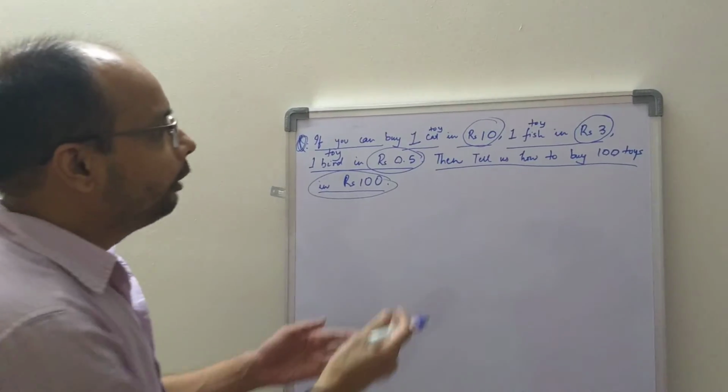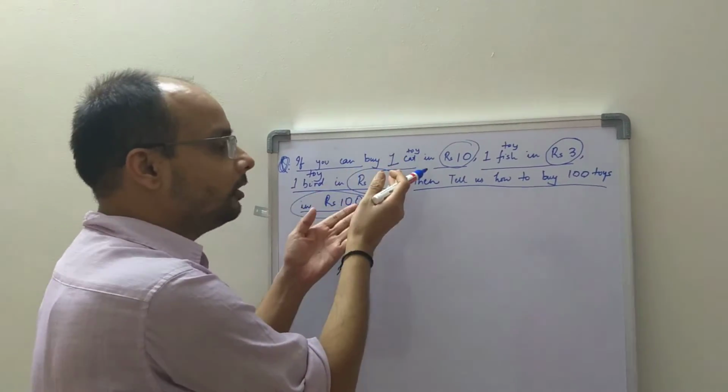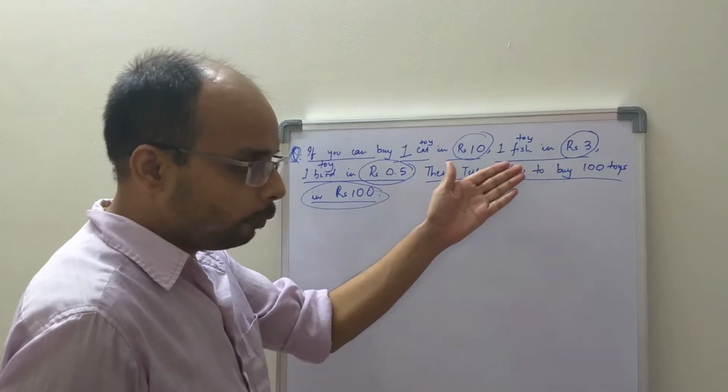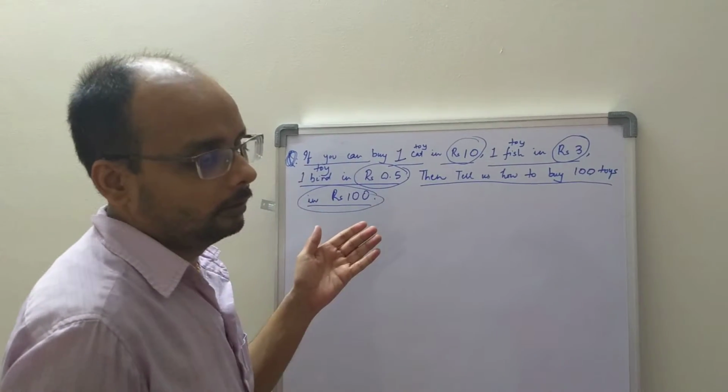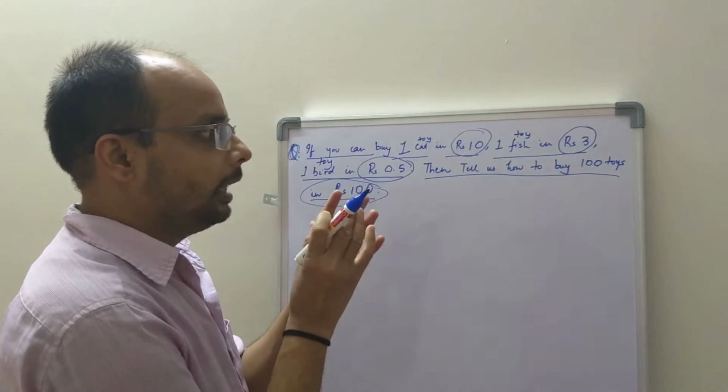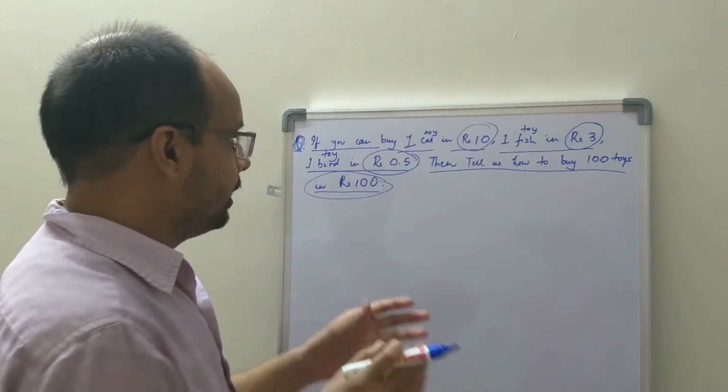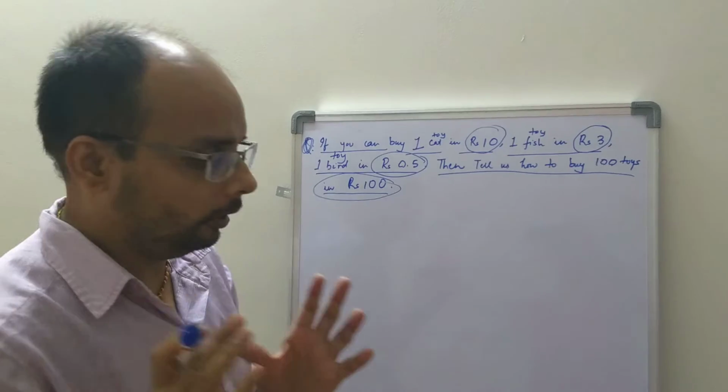Which means what should be the number of cats that you buy, the fishes you buy and birds you buy. That is total 100, but you have to buy it in rupees 100.